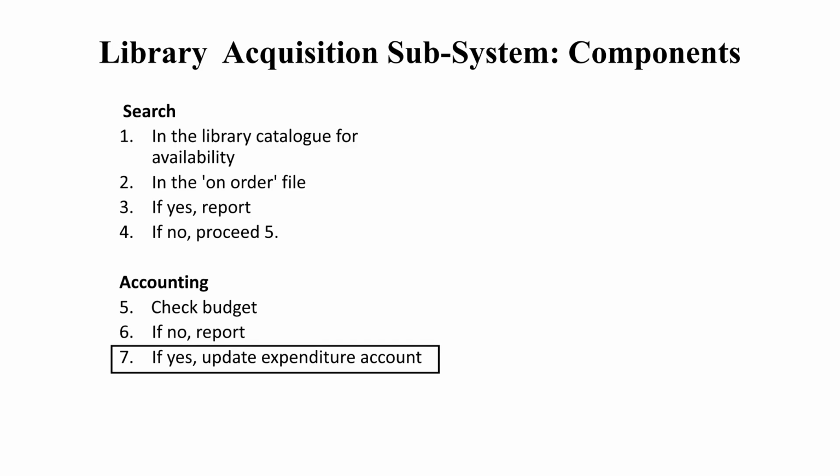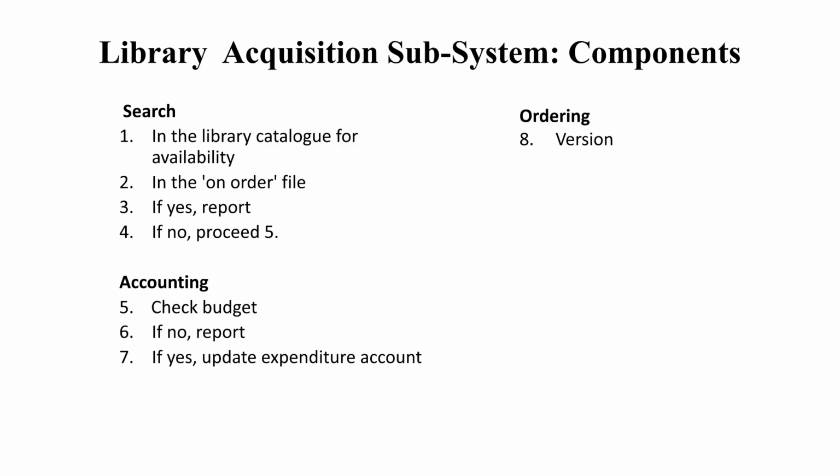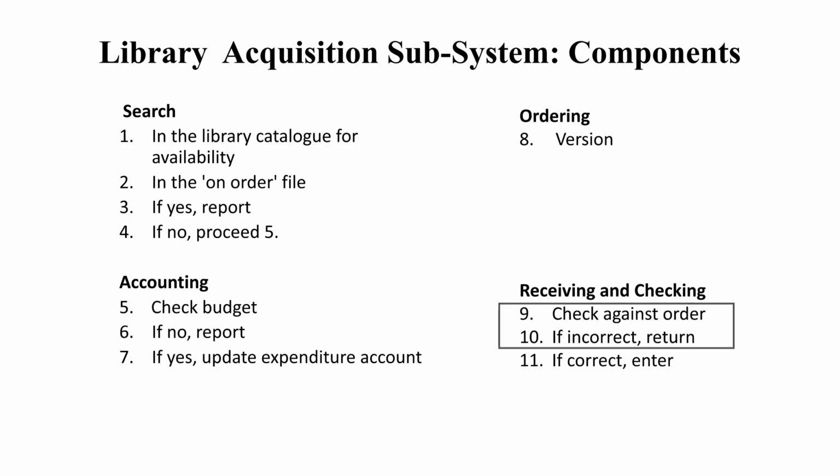Next, if the budget is available, then we can create an order, and we can check the order when we are receiving the item. If it is not correct according to the order, then we can return the item. If the item is as per the order, then we can receive the item. Now, I have already discussed the acquisition subsystem.